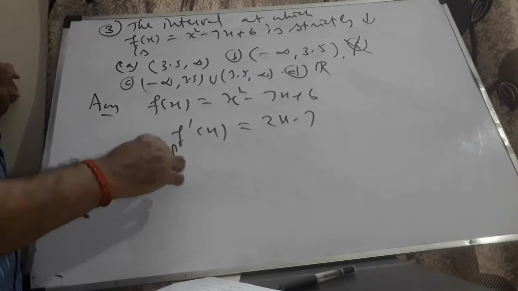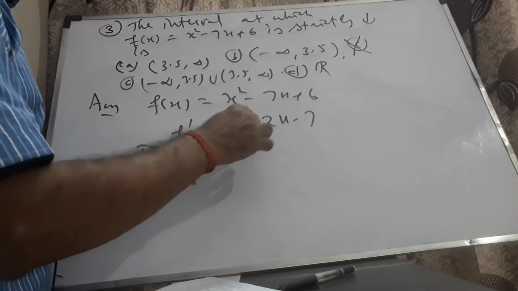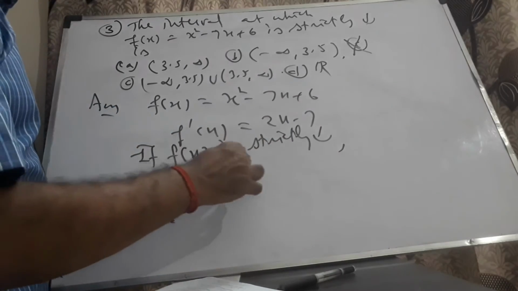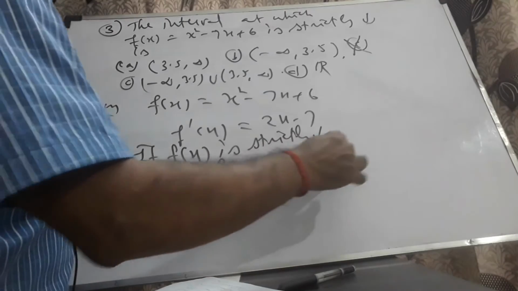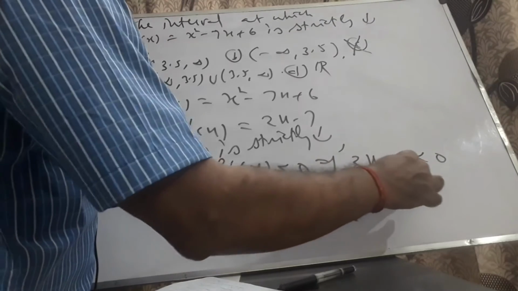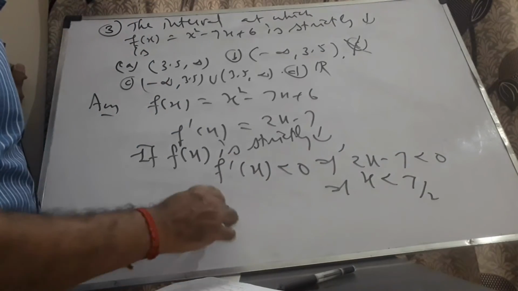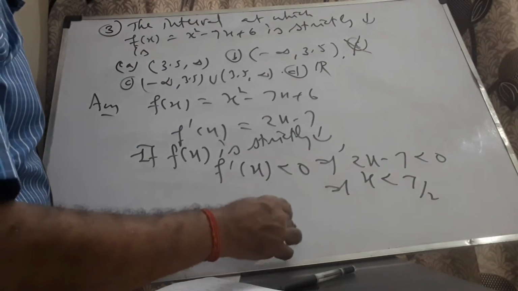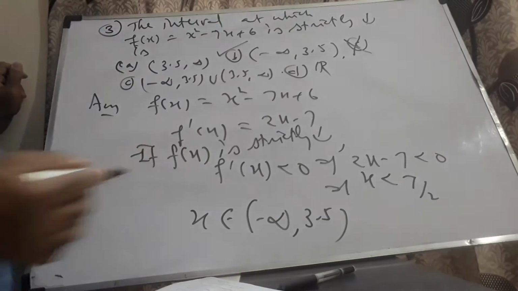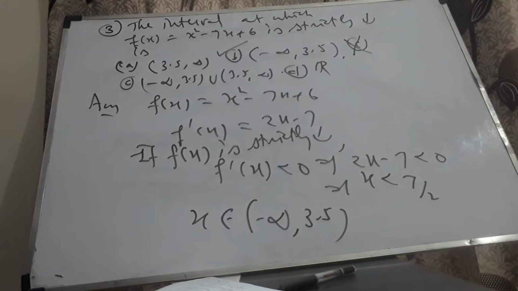Now if f of x is strictly decreasing, then f dash of x is less than 0, which implies 2x minus 7 less than 0, which implies x less than 7 by 2. Therefore, x belongs to minus infinity comma 3.5. Therefore, my answer is B.